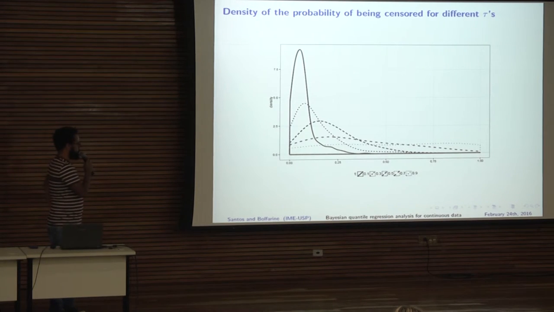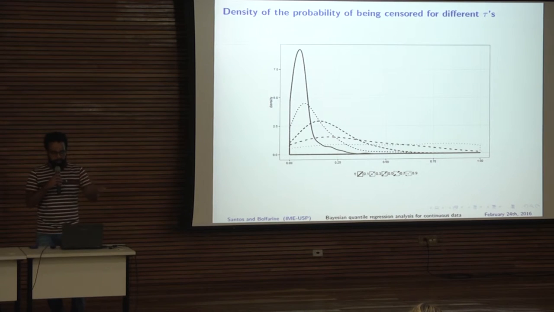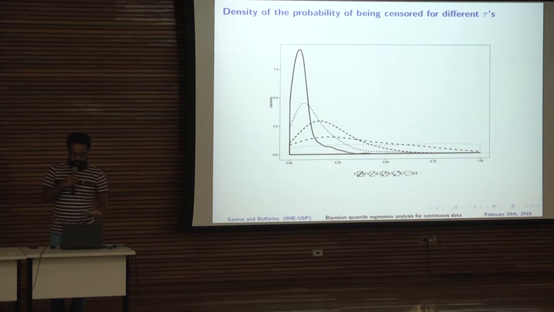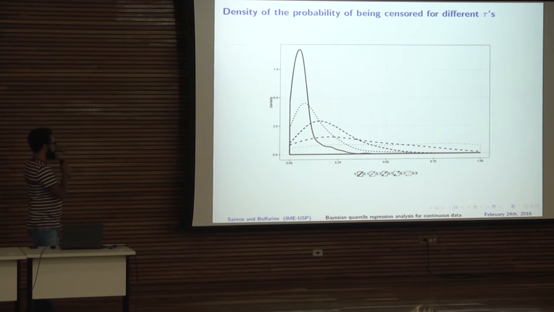The first result that we can show is that if we take all those zero observations and get the probability of being censored after we updated the MCMC a number of times, we get this density for the probability of being censored for those observations. So what we see is that for the quantile 0.1, this probability is more concentrated closer to zero.